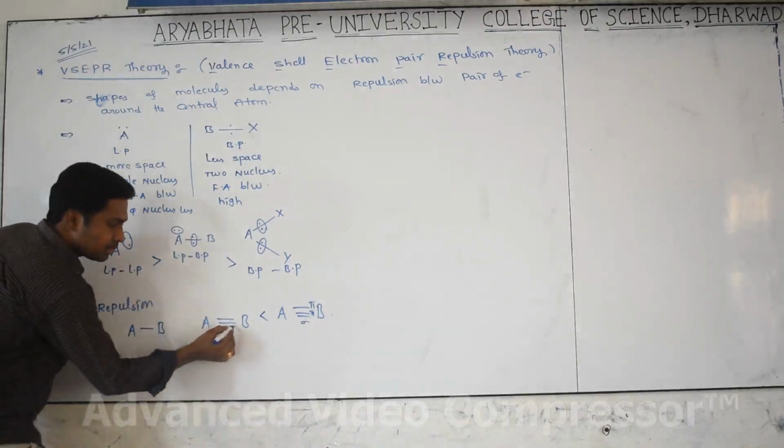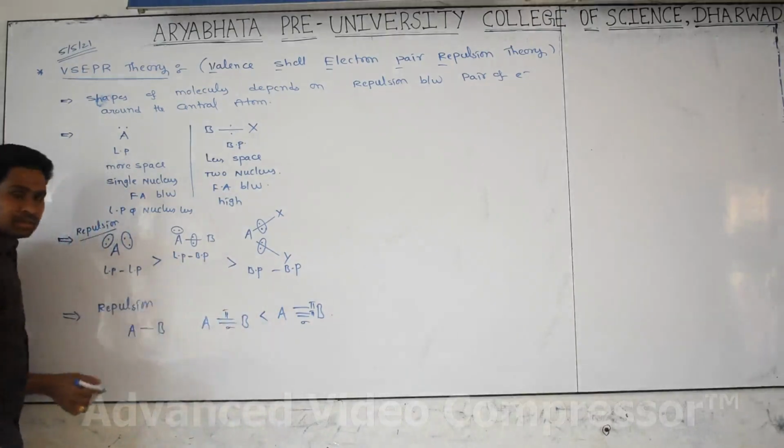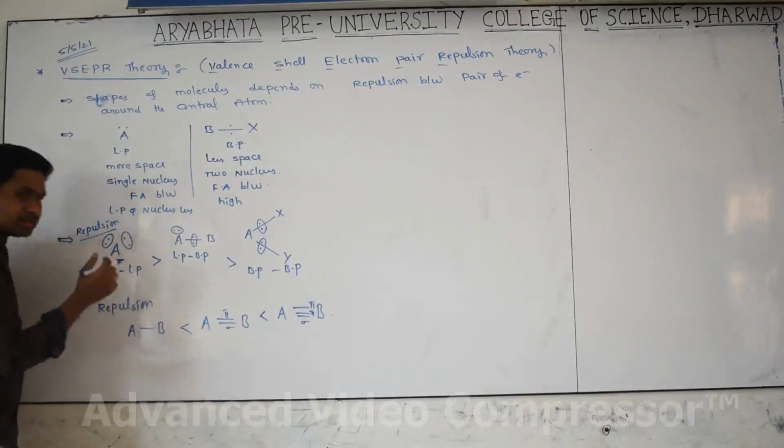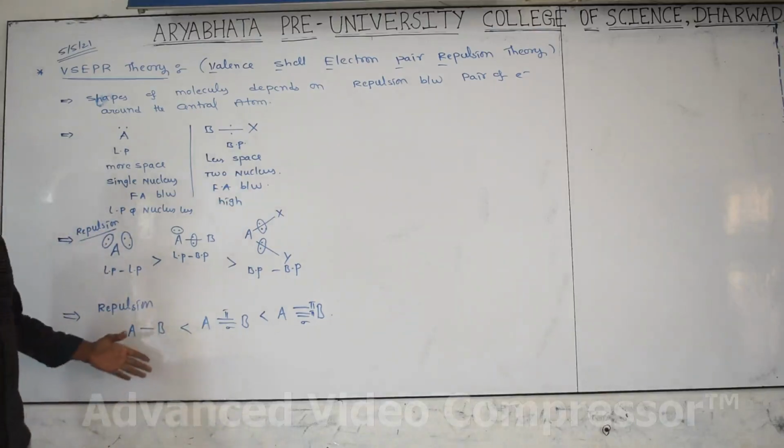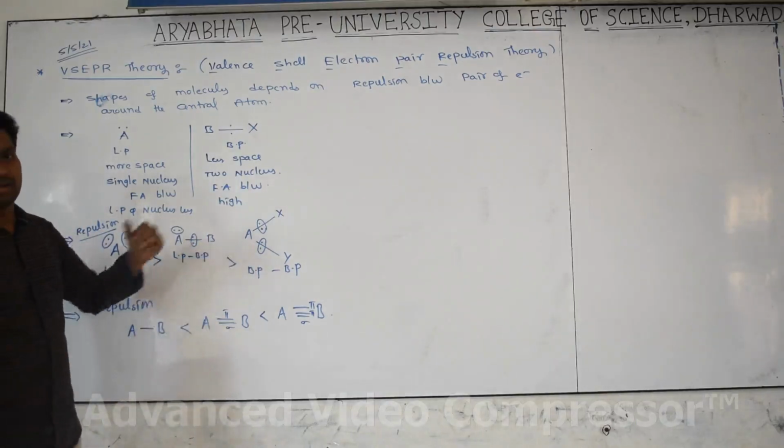Here only one sigma and one pi, a little bit less. Then this is very less repulsion. Less repulsion means more stable. That's why a sigma bond, a single bond, has less repulsion than a double bond, than a triple bond.